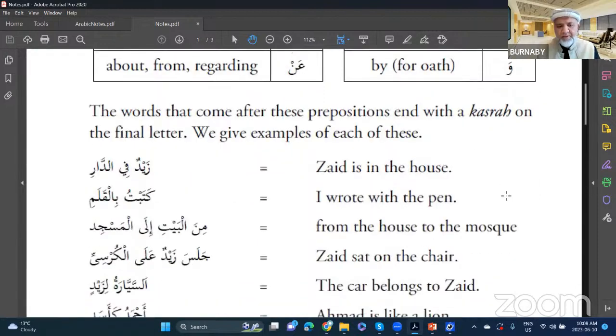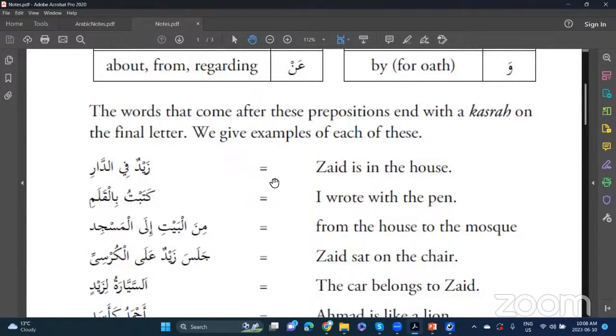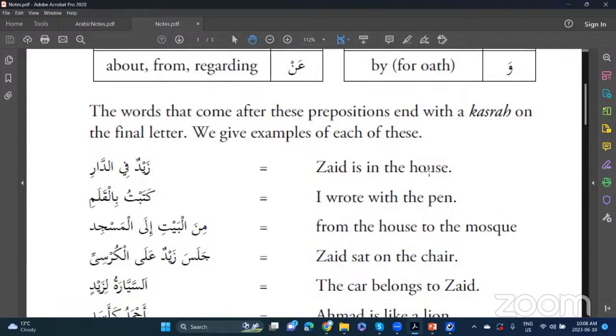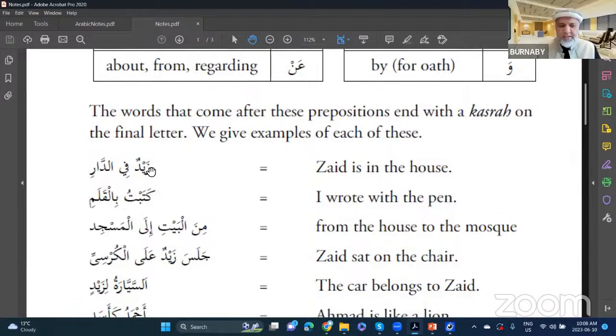Some of the examples we looked at was Zaidun fid dari. Now dari is another word for house, right? Fil bayti, we learned about fil bayti, remember? So Zaid is in the house. Is Zaid in the house a Jumla Ismiya? Yes. So we know that Zaid is the Mubtada, and fid dari is the murakkab jari, and then that will make it khabar, right?